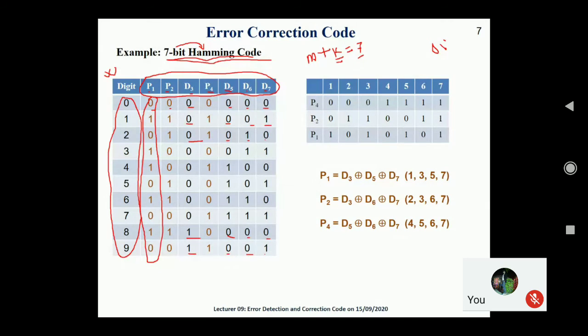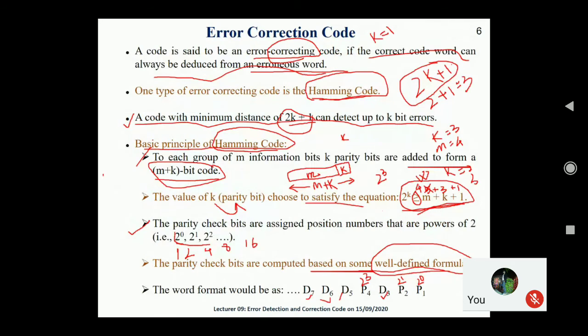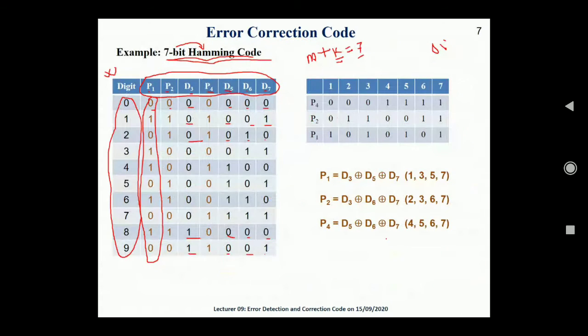Okay. Now how are we getting these particular values P1, P2, and P4? For that purpose, the parity check bits are computed based on some well-defined formula. So what is the well-defined formula? This is described here. See here in this next table, we are writing here.